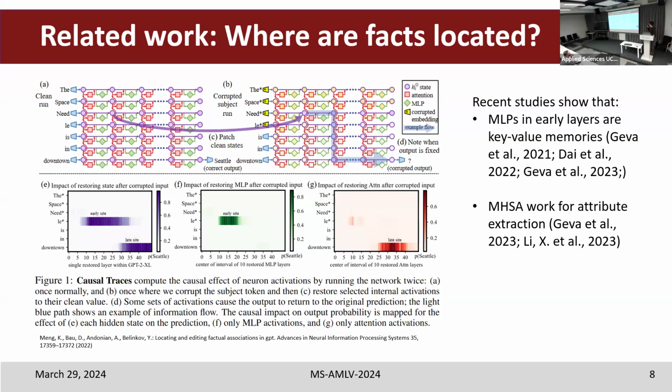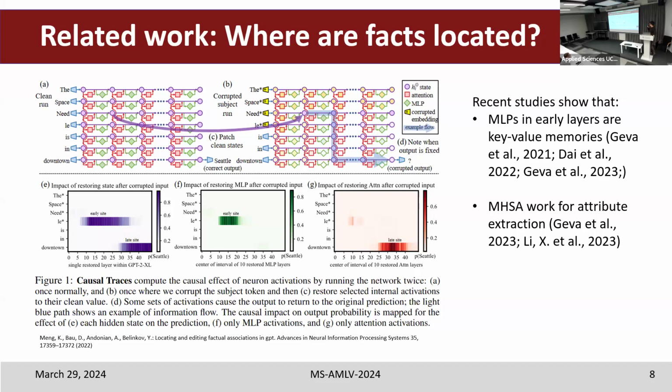It forces the model to lose the information about the subject in that context. And then, using the clean run with not-noised input and intervening on the inner states of the model, they are refreshing the inner states with those uncorrupted states and checking which layers are most important for the generation of the unnoised output. So on the top part of the figure, you can see how this is performed.